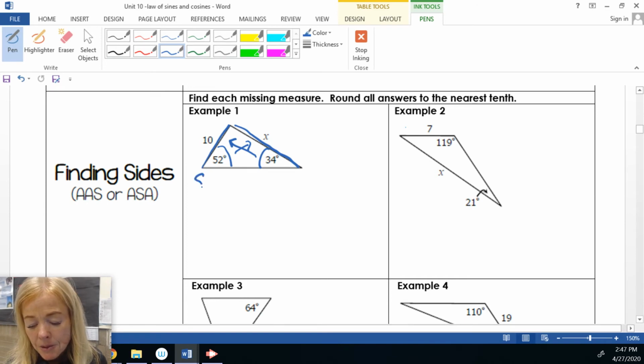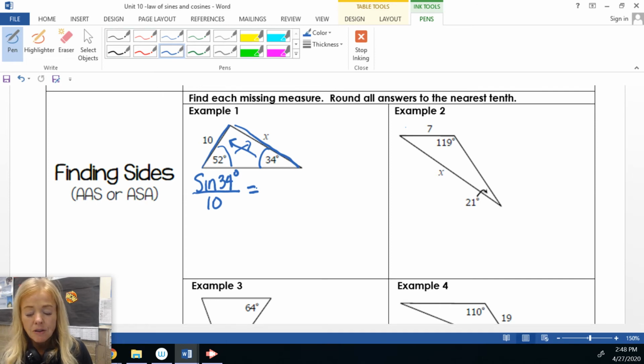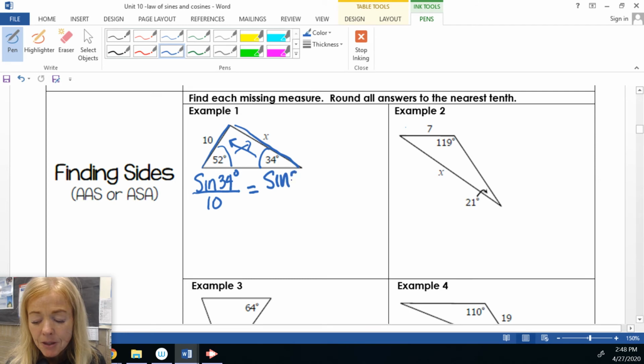So what we do is we take the sine of 34. Now, that's pretty simple because all we have to remember is the sine of the angle over the side measure opposite. So we just take sine 34 over 10. Then you don't have to remember A's, B's, and C's and whatnot. Just note that it is the sine of the angle over the side measure that is opposite that angle. That's going to be equal to sine 52 over x.